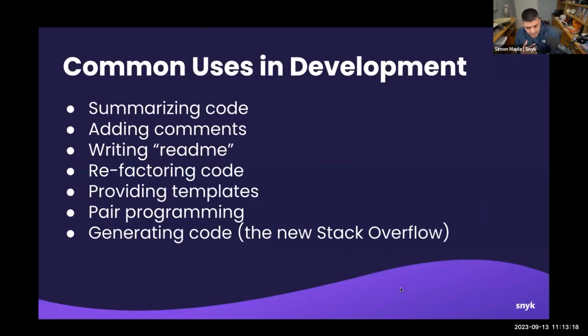Folks are typically mostly using it for generating code, I believe, but a lot of folks are also using it for things like summarizing code, adding comments into code, or writing readmes. Refactoring is an interesting way that people are doing these things as well. But by and large, there are tools that do a lot of this, or some of this. Really, today we're going to be looking at both generating code and also looking at code that is being created as well.